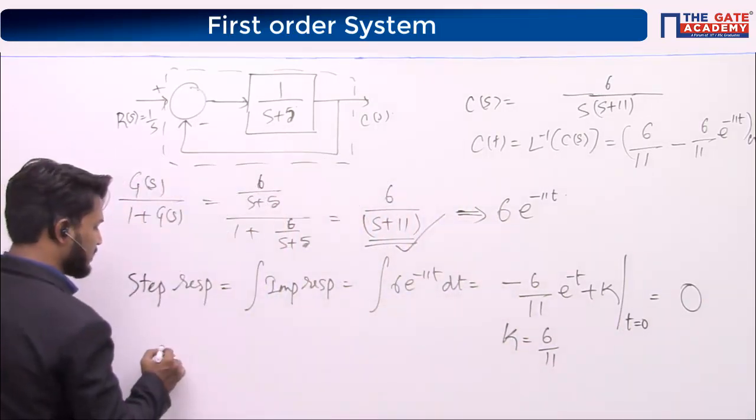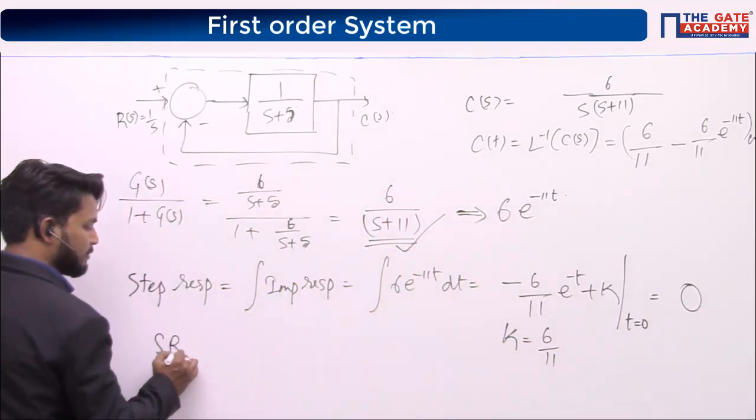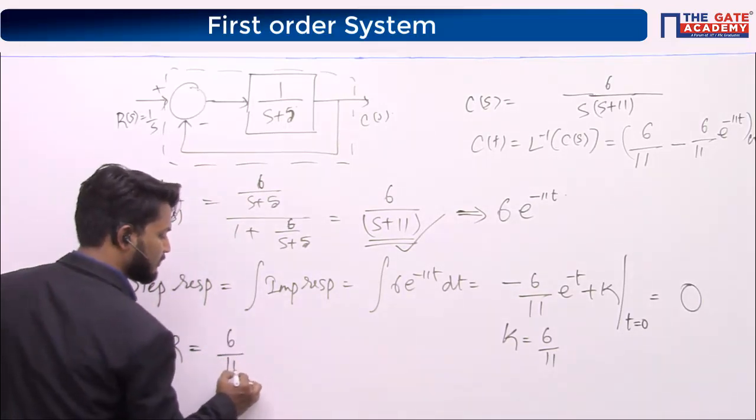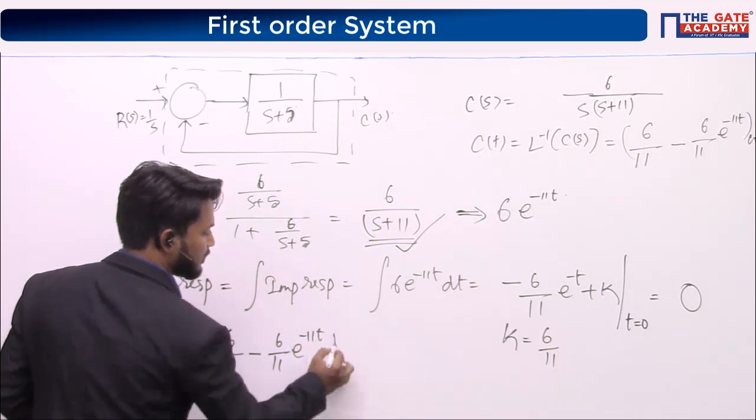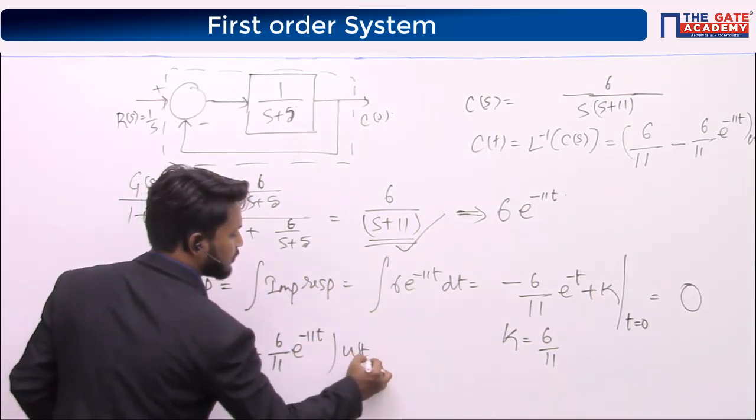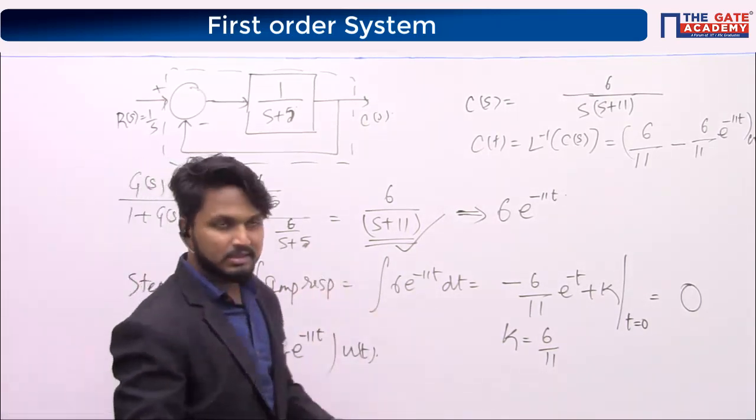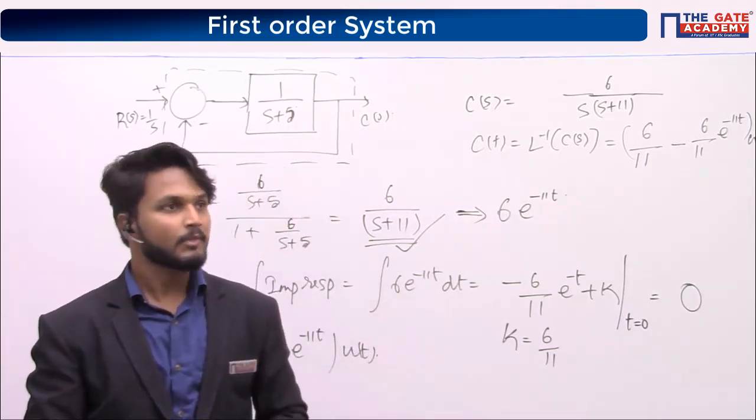Therefore, the step response is equal to 6 divided by 11 minus 6 divided by 11 e power minus 11t, multiplied by u(t). This will be the step response actually.